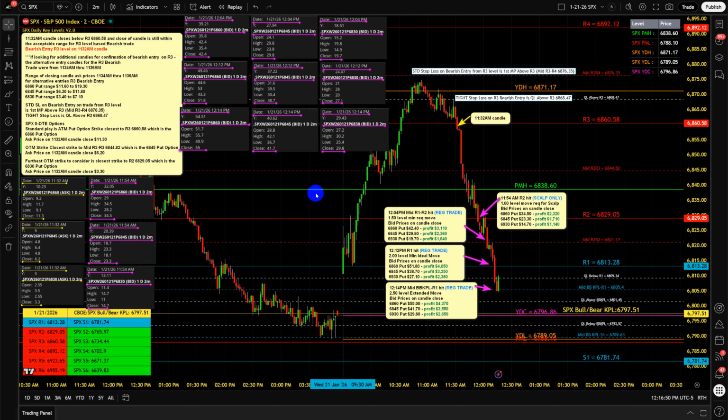68.45 put, 41.70 on the bid. On the candle close, profit $3,550 per contract. 69.30 is now 29.80, profit $2,650 per contract. Again, 29.80 from 3.30, 41.70 from 6.20 on the 68.45, and then finally the standard play 11.30 entry now $55.